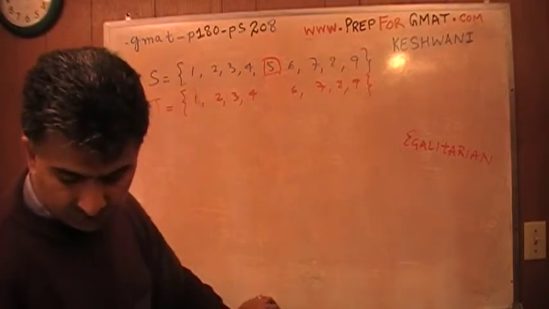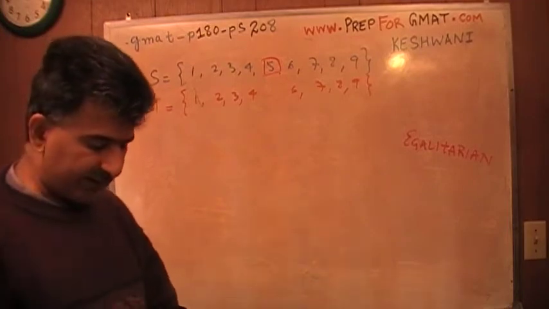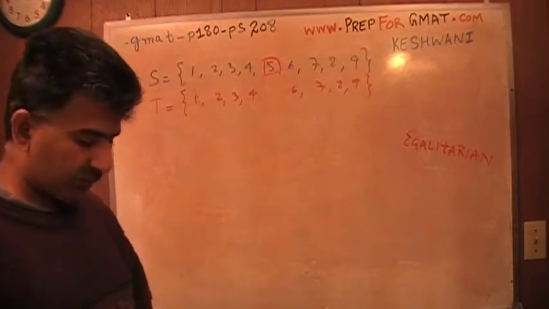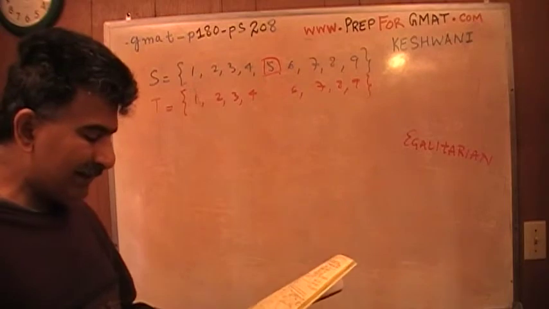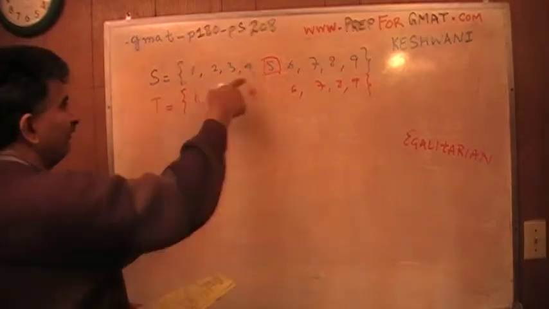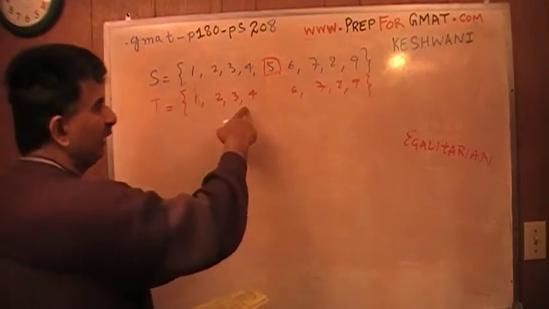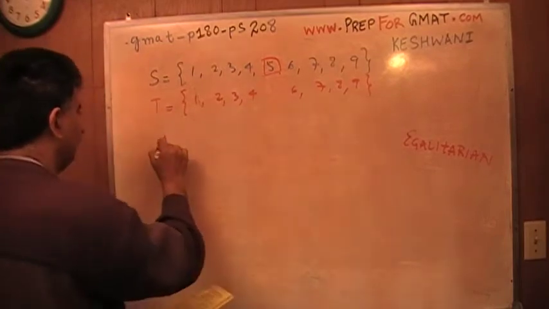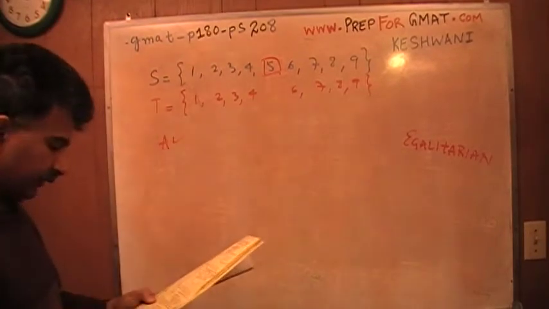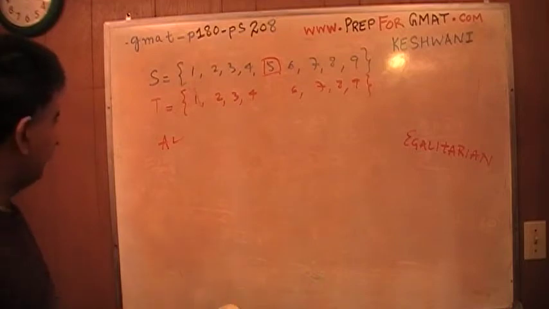First statement says, which of the following cannot be true? Well, first statement can be true. We just showed here that the mean, the average of S, which is 5 here, is same as the average of T, because the average of T here is also 5. So the statement 1 is true. The median of S is equal to median of T. Well, let's see.